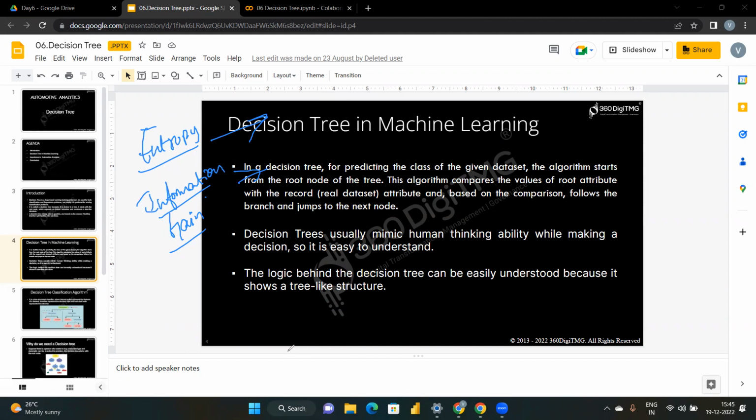Okay. Information gain is a decrease in entropy. It computes the difference between entropy before splitting and average entropy after splitting the data set based on the values of the attributes. Okay.